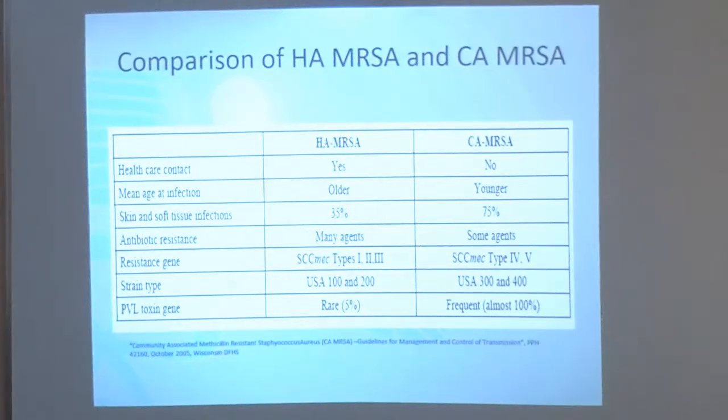Resistance genes in hospital acquired are SCCmec types 1, 2 and 3, whereas community acquired has SCCmec types 4 and 5. Then the strain types are USA 100 and 200 with hospital acquired, whereas USA 300 and 400 with community acquired. And PVL toxin genes are just 5%, very rare, in hospital acquired, whereas they are 100% in community acquired MRSA.